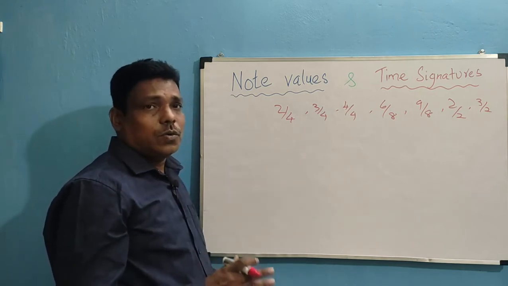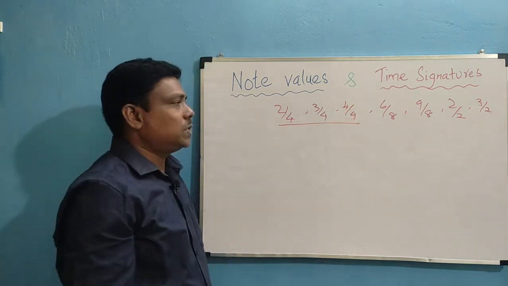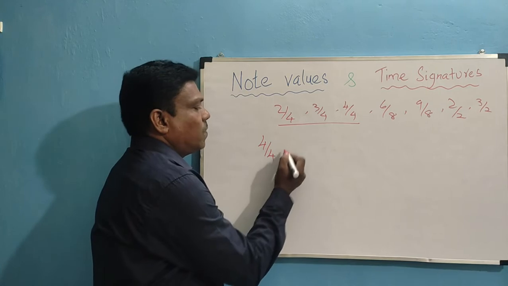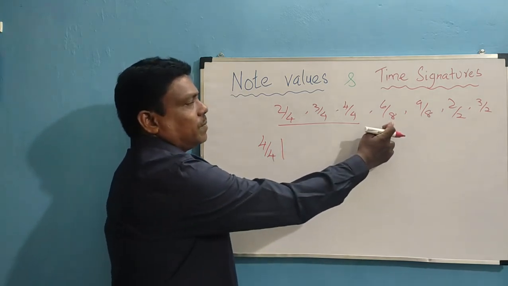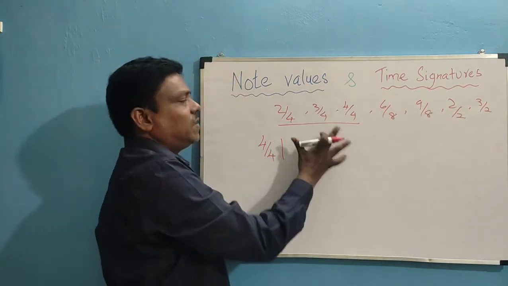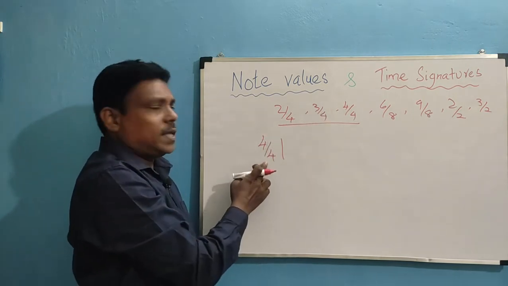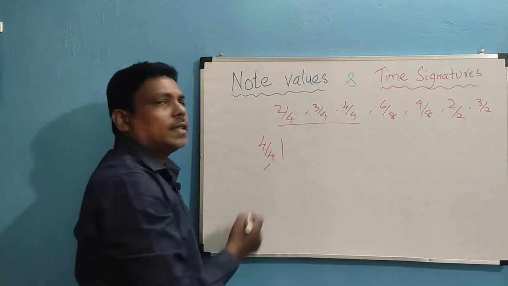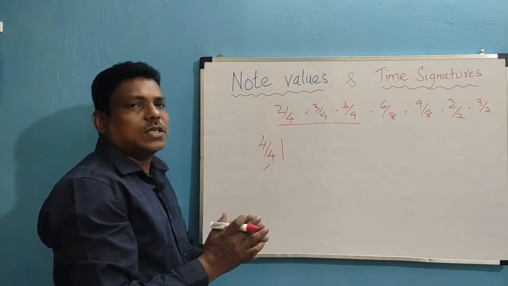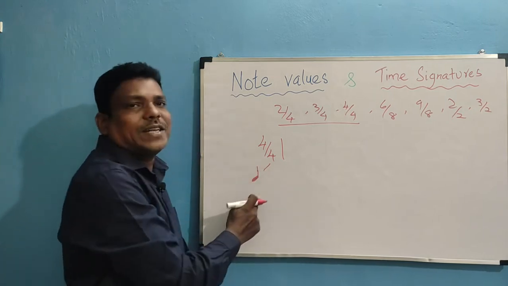As I told, we are going to do the main basic ones, which are more important to start with. Okay, the first one is 4 4. You would have noticed the bottom number is somewhere 8, here it is 2. Just leave this. First we'll talk about the time signatures which have 4 at the bottom. The bottom number shows the type of beat. Here in music, the bottom number 4 denotes crotchet beats. 4 means crotchet beat.